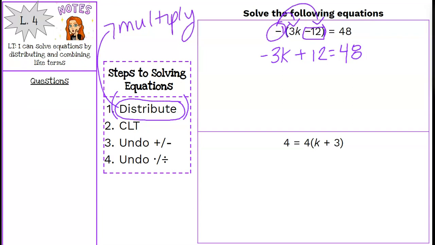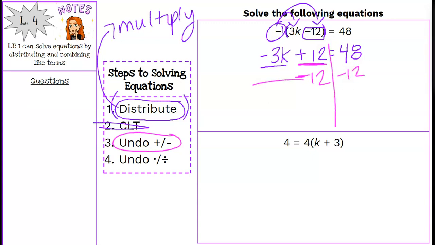Next step we have to look at is combine like terms. If we look, we have a -3k and a 12. Those are not like terms, so we don't have any like terms to combine. So we don't have to do step 2. Sometimes that happens. We have a step we don't have to do. So we move on to the next step, which is undo addition and subtraction. We have plus 12 here. We want to undo that with -12 on both sides. 12 minus 12 is 0. We can bring down the -3k. Equals 48 minus 12 is 36.